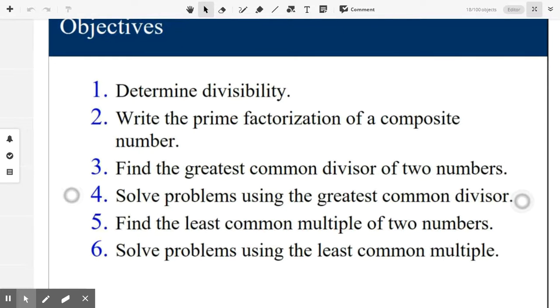By the end of this lesson, I want you to be able to determine divisibility. You need to be able to write the prime factorization of a composite number. We are going to find the greatest common divisor of two numbers. We're also going to find the least common multiples of two numbers. All right, and then we'll look at a couple of problems that use those things. But the main thing is being able to find the greatest common divisor and the least common multiple. And all that is based on using prime factors.